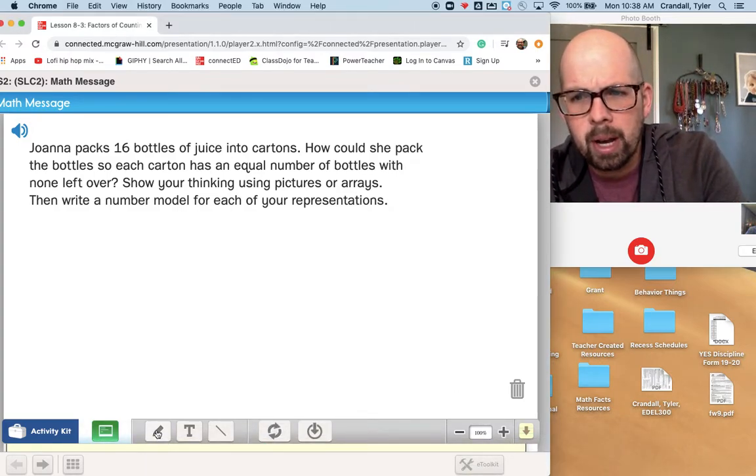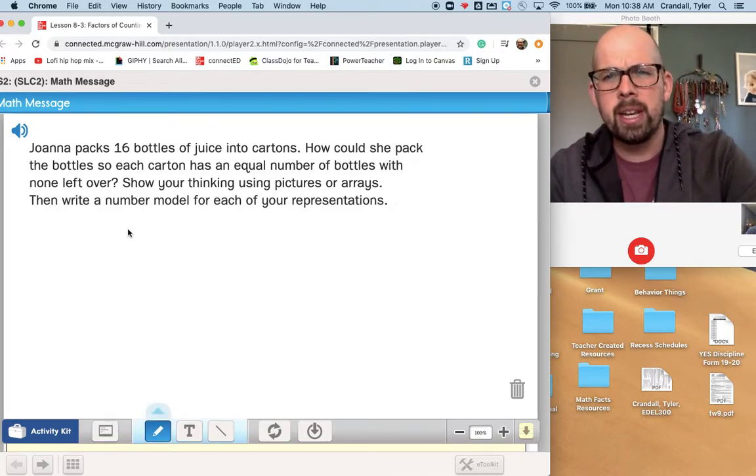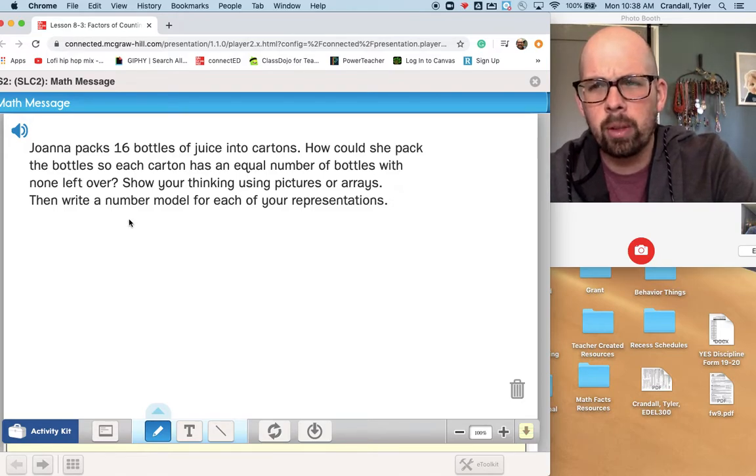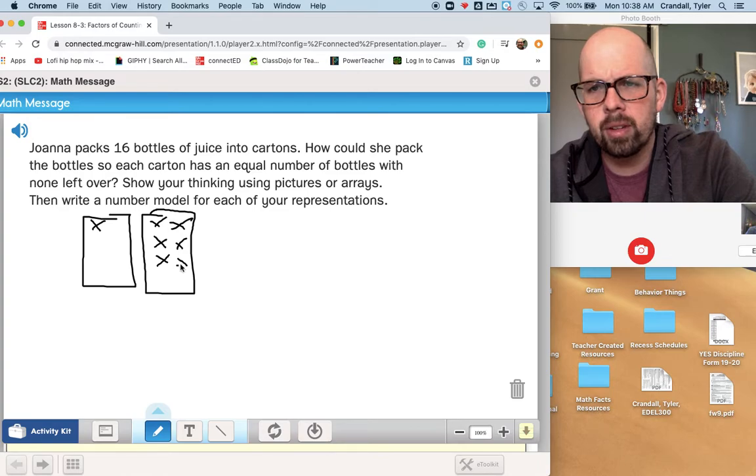So let me show you a couple of ways that you may have done that. She's got the 16 bottles of juice into cartons. She wants to do it equally. So one thing might be to just split it into two groups. If you split it into two cartons, then you're going to put eight in each. One, two, three, four. This is number four over here. Five, six, seven, eight.